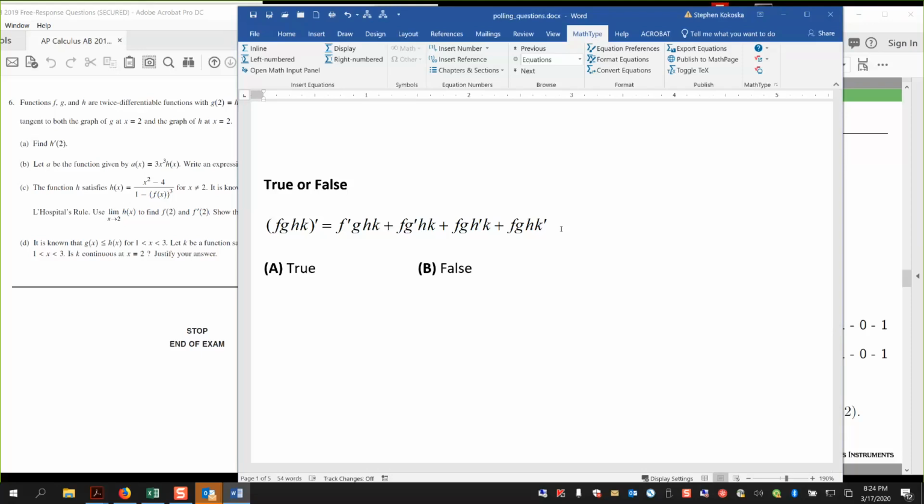Okay, here we go. All right, so let's see if they can extend that product rule to a product of 4 functions. Can you do it this way, or is there actually a different expression for the derivative of the product of those 4 functions?